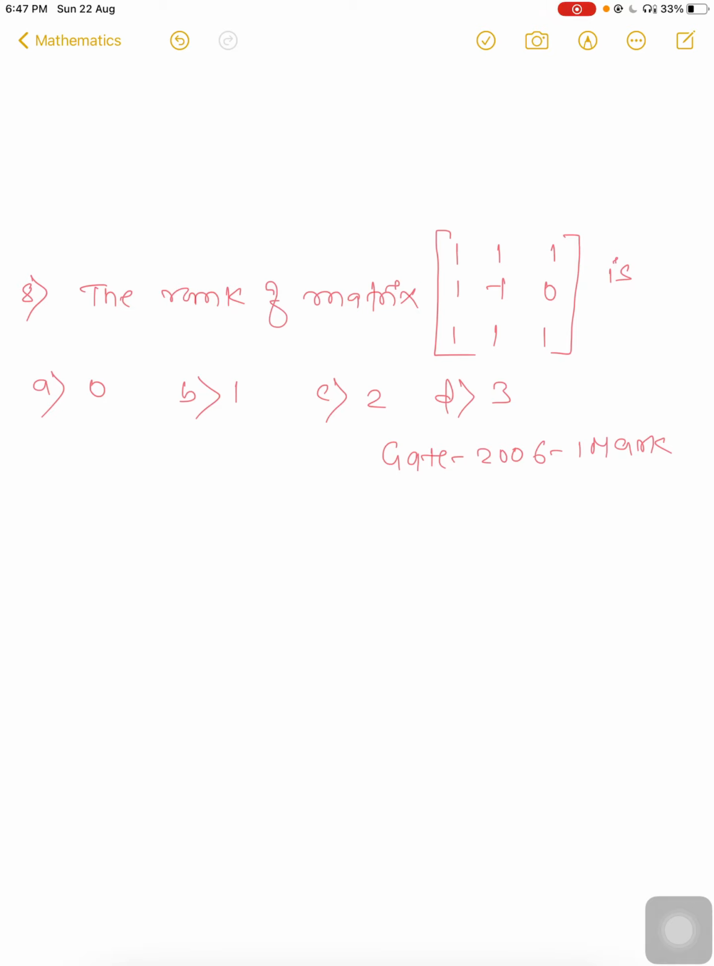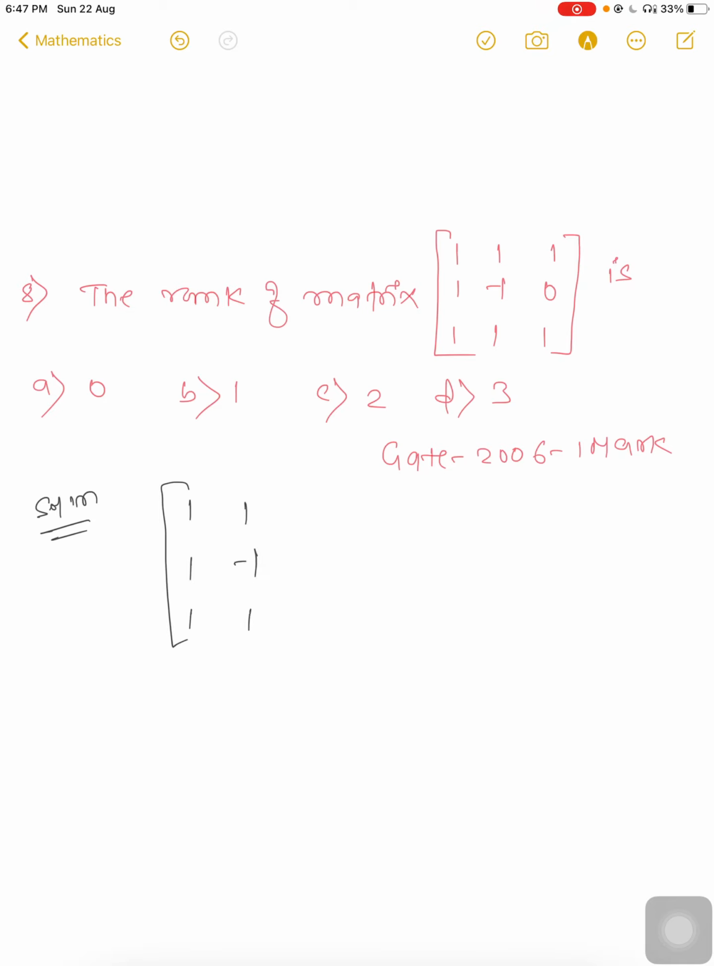Now comes to next question. This one is asked in GATE 2006 for 1 mark. The rank of matrix. We have to find out the rank of matrix. See, here a 3 by 3 matrix is given, means maximum possible rank is 3. Option 3 is also given. Then we have to check it.